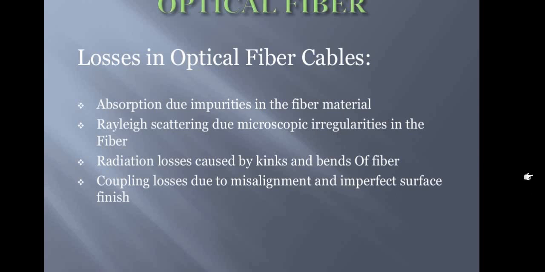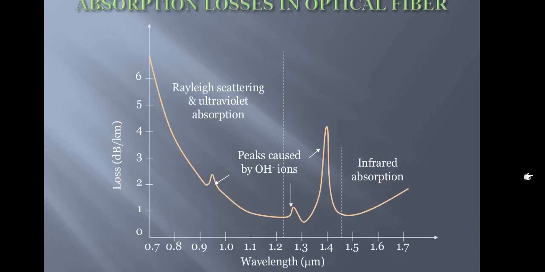So basically, students, what are the losses in optical fiber? They are absorption losses, Rayleigh scattering losses, radiation losses, and coupling losses, right? Absorption losses occur due to the impurities which we add in the optical fiber material. We have seen this graph as well in the previous class.